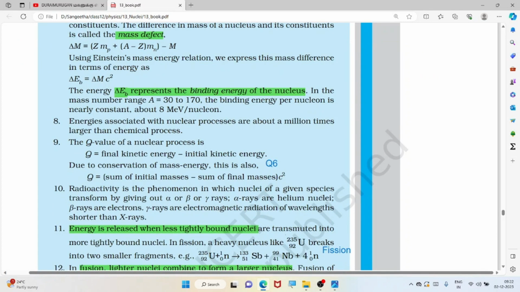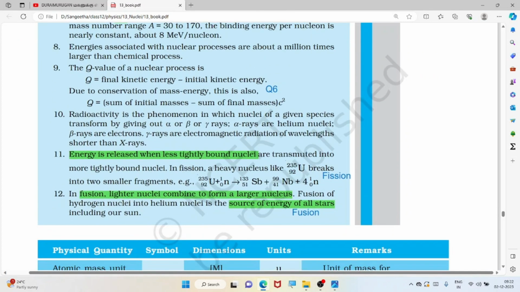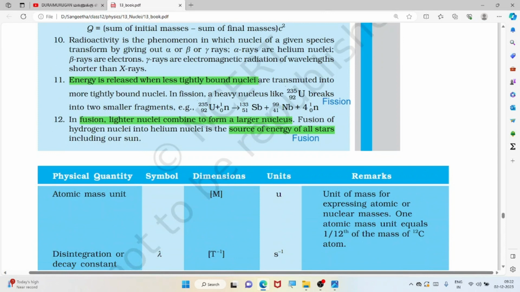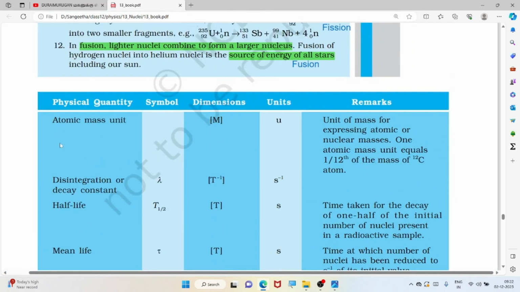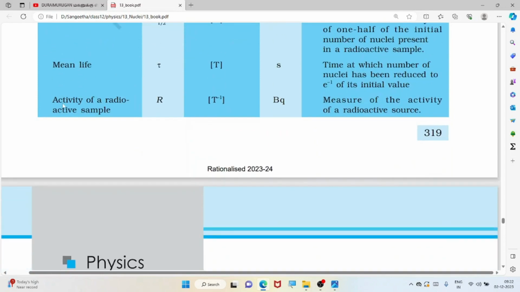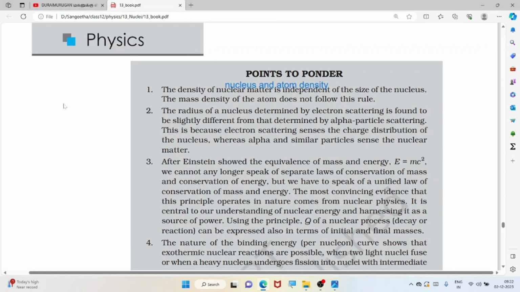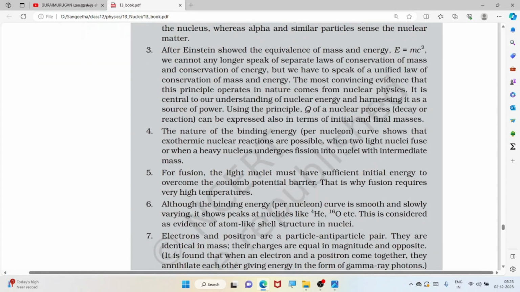Okay, mass defect, binding energy. This is the energy release Q. This is the fission example. This is the fusion. These are the dimensions of the various quantities. Okay, the nuclear density is independent of the atomic number.